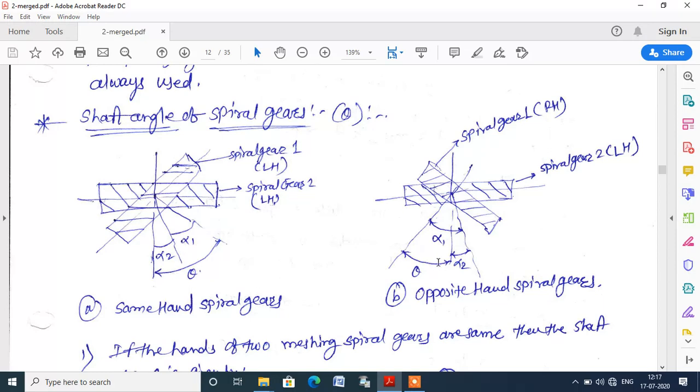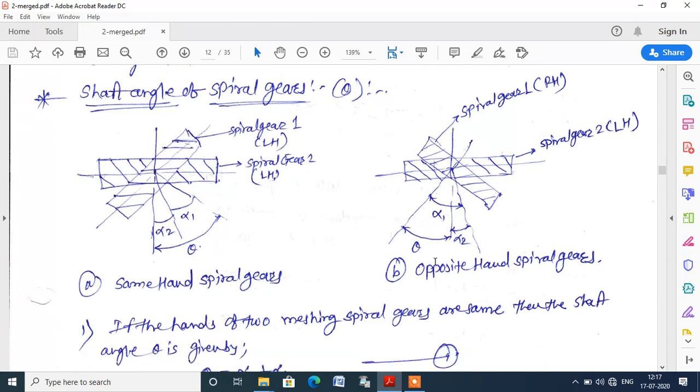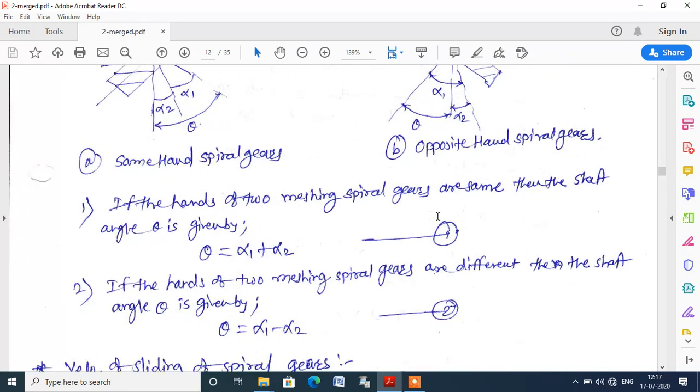But in the second case, spiral gear 1 has a right hand helix and spiral gear 2 has a left hand helix. So in this case, this is alpha 1 and this is alpha 2. When opposite hand spiral gears are there, theta is equal to alpha 1 minus alpha 2. Please remember these two equations.